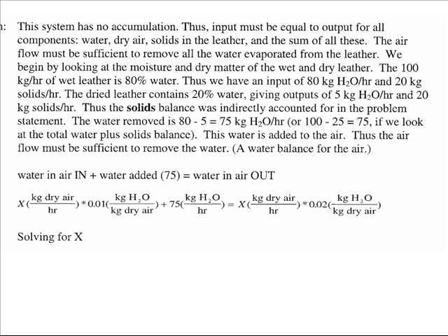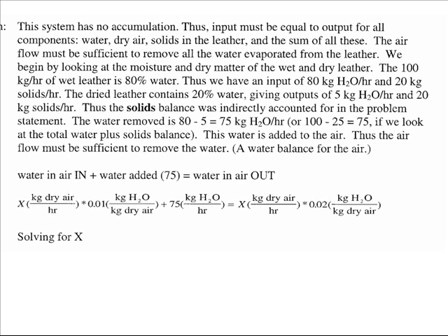Going on, the water removed is 80 minus 5, which is equal to 75 kilograms of water per hour, or 100 minus 25 is equal to 75 if we look at the total water plus solids balance. This is water added to the air. Thus, in that diagram, the upward arrow from the leather to the air. Thus, the airflow must be sufficient to remove the water. That is to say, a water balance for the air.